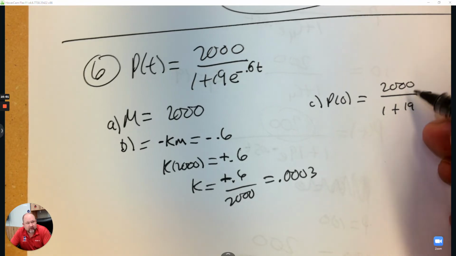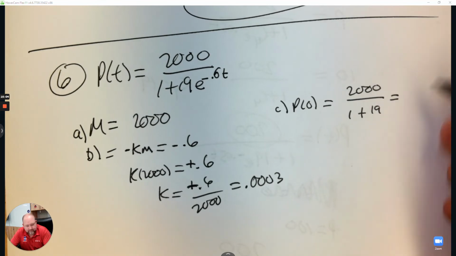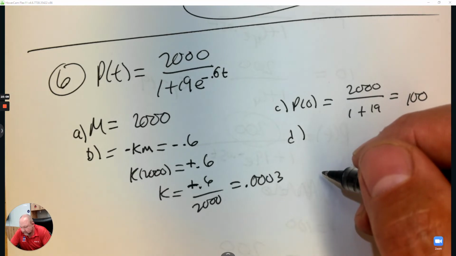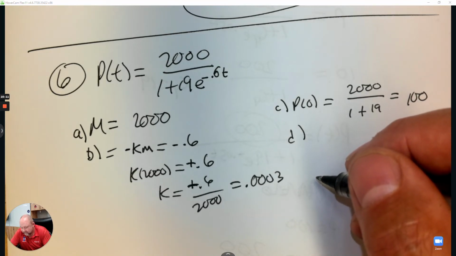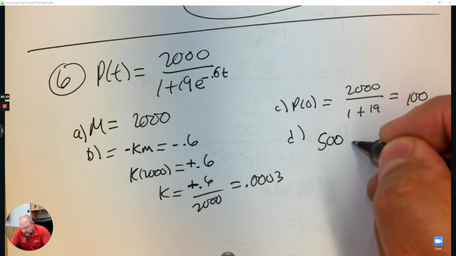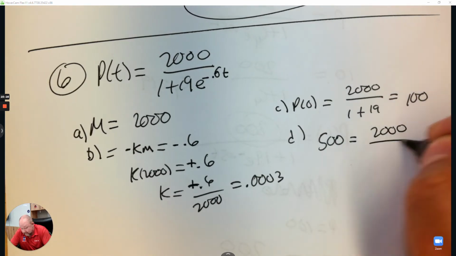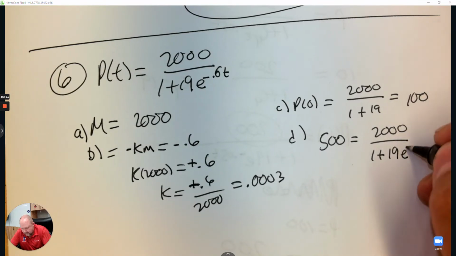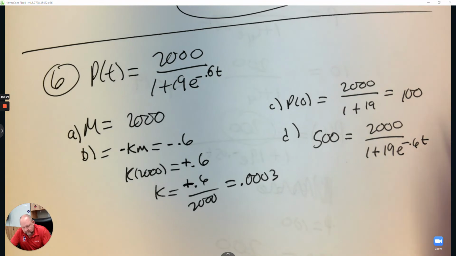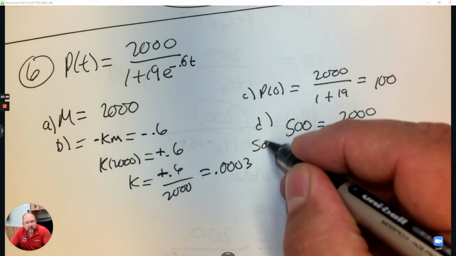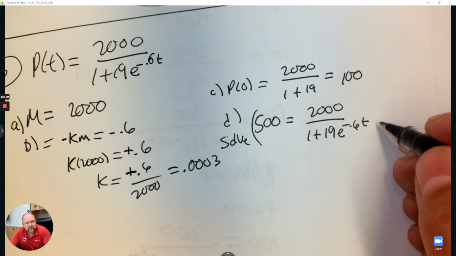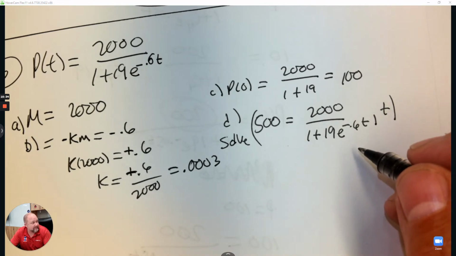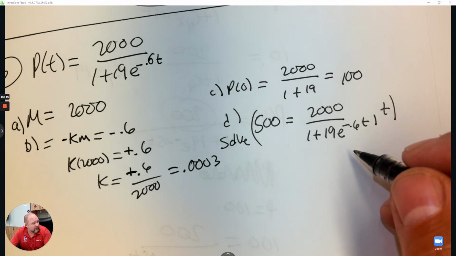And I get the answer 2,000 divided by 20, which is 100. Part D, find the time at which the population reaches 500. So take the equation, use your calculator, make it equal to 500. I think you can now do it without me. So in your calculator, solve, type this in, comma T at the end, and if you did it correctly, it's 3.076.